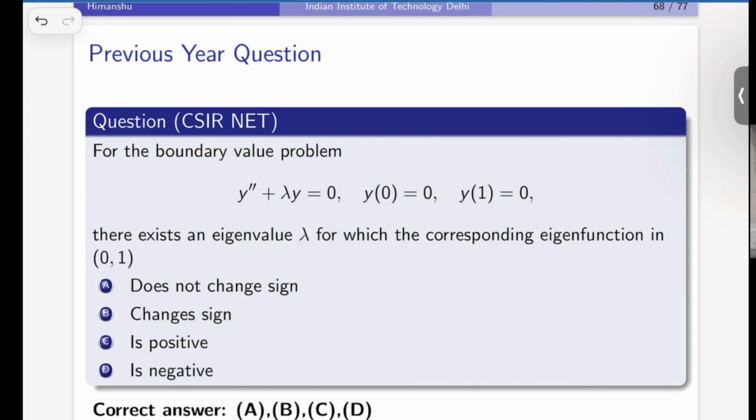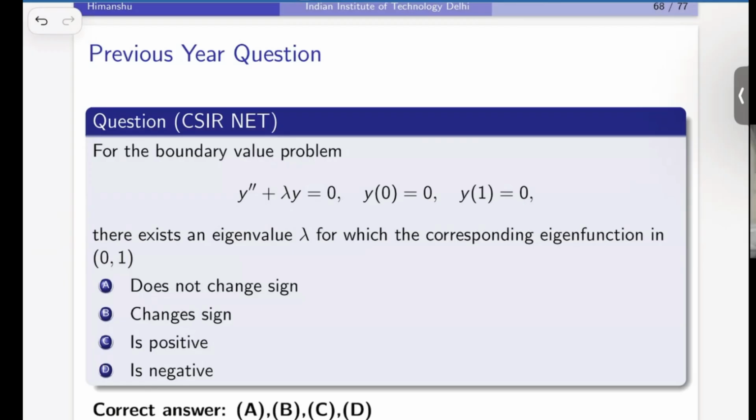So this is a self-adjoint problem. So this is a regular boundary value problem. Is it clear? Great. So the question is, there exists. So we are not saying always. So we are talking about there exists, right? So this is based on the properties that we have just done in the previous slides.